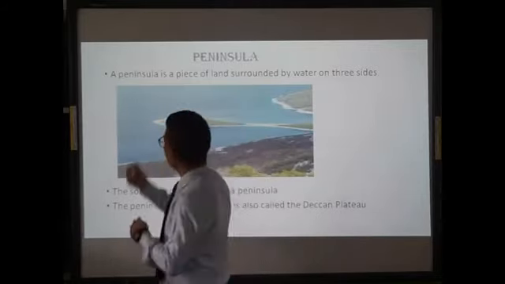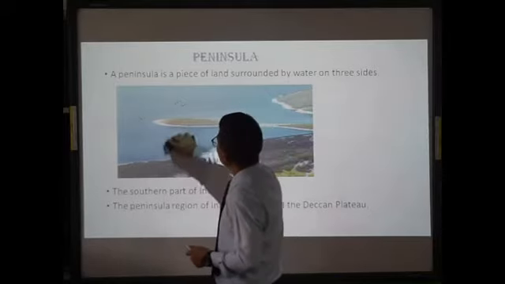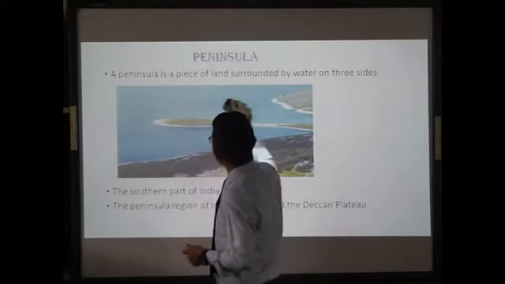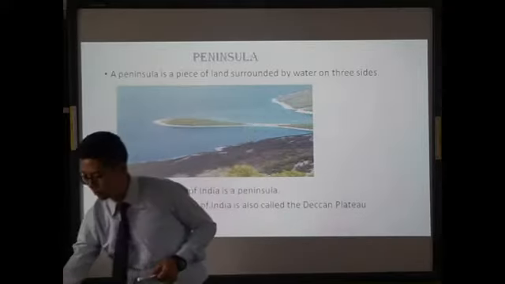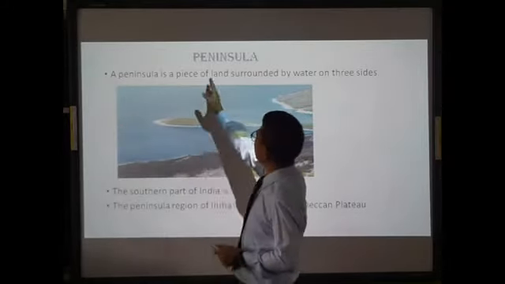All three sides are covered with water except this one. The fourth one is land. This is connected with land, so that is why it is a peninsula. A peninsula is a piece of land surrounded by water on three sides: 1, 2, 3. Now, the southern part of India is a peninsula. So if you move towards the southern part of India, you will get the peninsula.